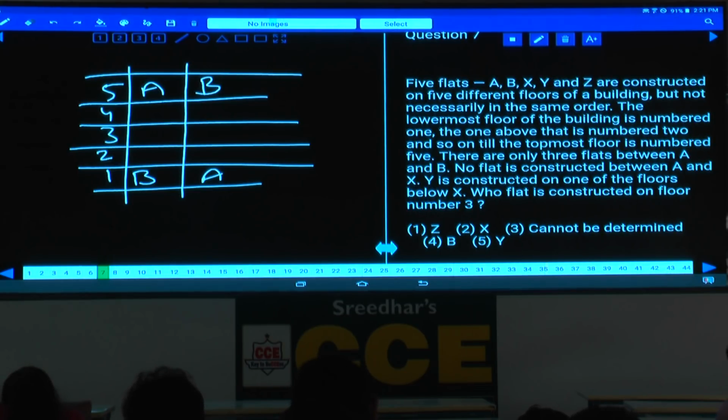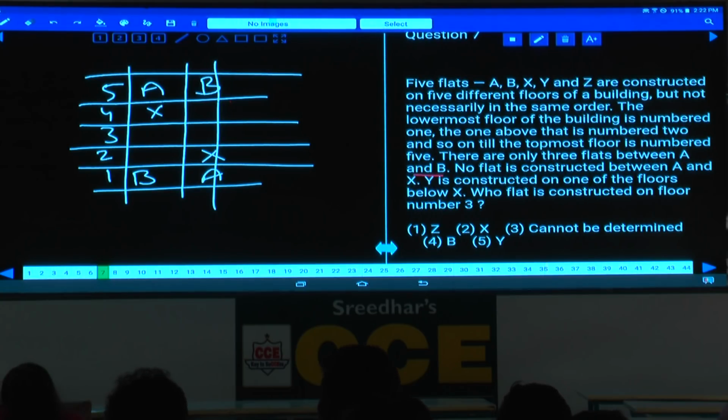And there are only 3 flats between A and B. No flat is constructed between A and X. As no flat is constructed between A and X, A and X must be adjacent to each other. Y is constructed on one of the floors below X. Now the second case is not possible because there is no flat below this X. Only A is there. Hence Y is below X, and as Y is below X, Y can be either here or here.